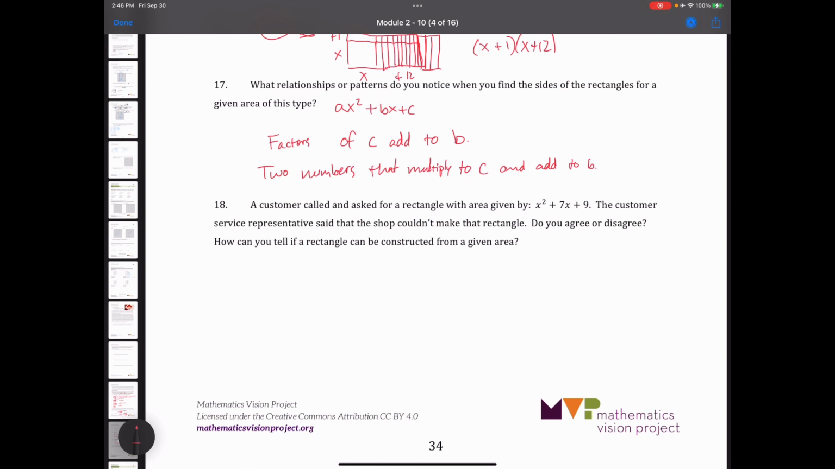Okay, so what we should come back to see is that what we just said in 17 is that there need to be factors of c that add to b, right? And the only factors of this c, 9, would be 9 and 1 or 3 and 3. Now, neither of those options will add up to the number 7. So we cannot say that those add up to 7. How can we tell if a rectangle can be constructed, a perfect rectangle? We would have to say there have to be some factors of c that add to b. That's how you can tell. So you can write that down for that final question.